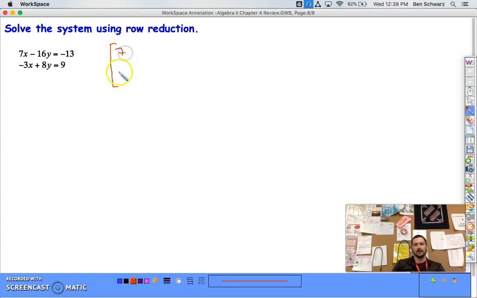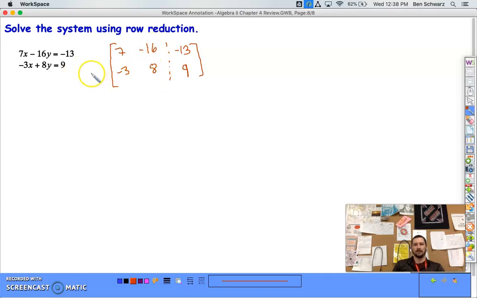So 7, -3, -16, and 8. And then we separate that with this dotted line, -13 and 9. So remember, we want to get our zeros first. We want our zeros to be here and here. So right now we can't add or subtract rows to get a 0. But you should notice that these two, if you just multiply row 2 by 2, they'll match up.